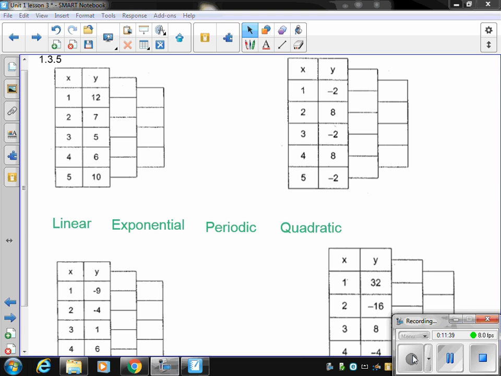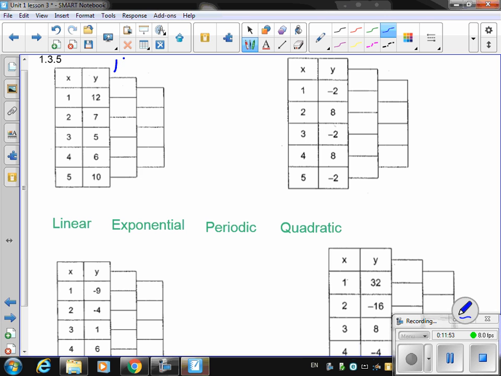It can be easy from a graph to know which is linear, exponential, periodic, or quadratic, but sometimes we don't have a graph and we're working from a table of values. So it can be a helpful strategy to look at first and second differences to tell us if we have a line or a quadratic. So let's look at these 2 and see what happens.